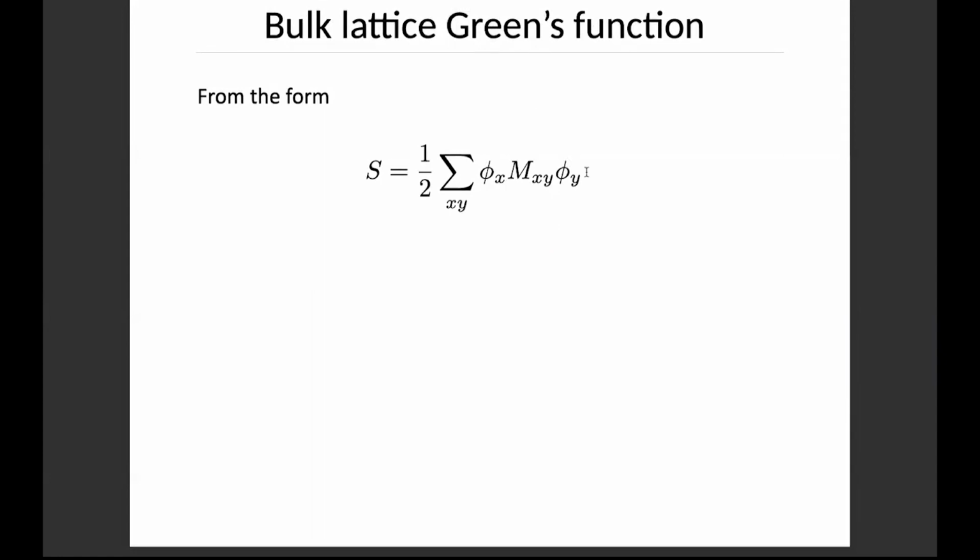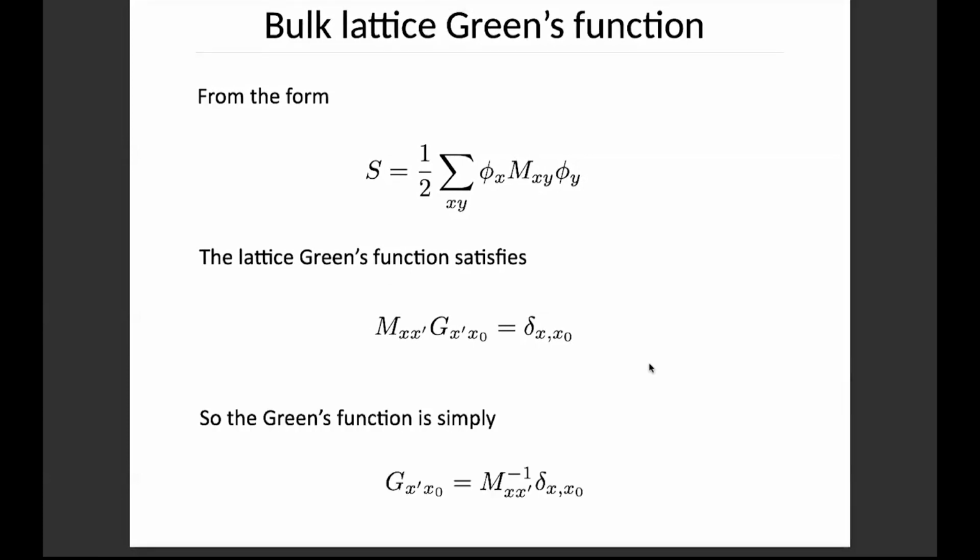So if we take our action, since it's discrete, we can put it into this matrix-like form where M is just a matrix. Then the lattice Green's function satisfies this equation right here. So simply inverting the quadratic form, this matrix, we can find the lattice Green's function like this. So if we write the action like this, the bulk Green's function is simply found by inverting this quadratic form, or matrix in this case.